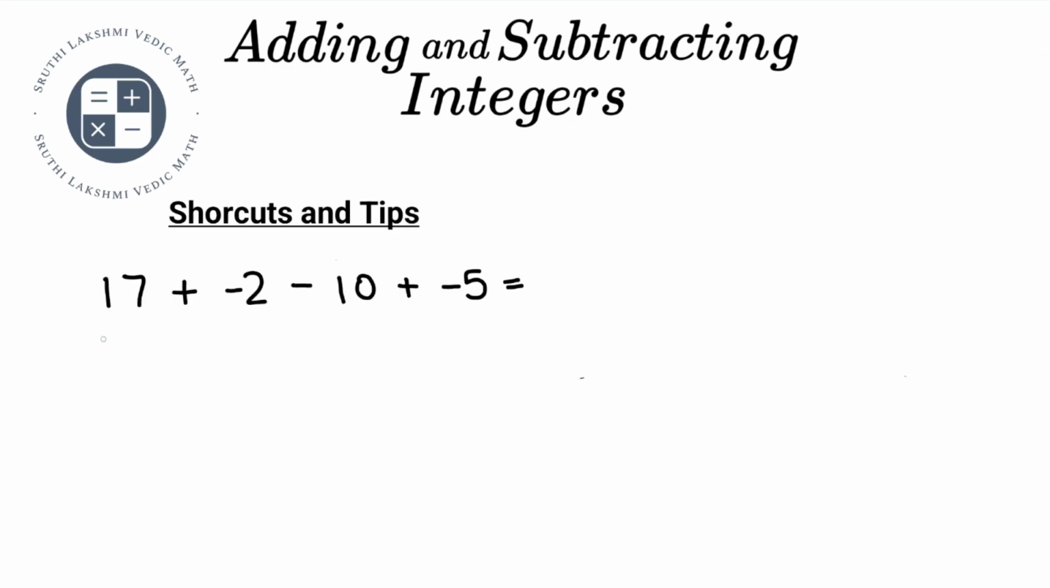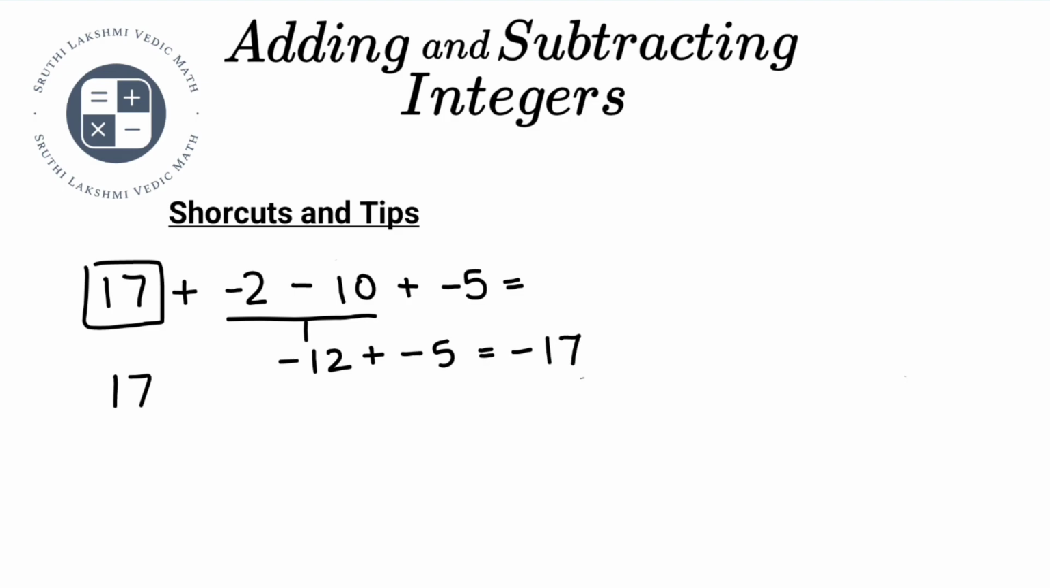Let's look at this problem. 17 plus negative 2 minus 10 plus negative 5. Let's add all the positive numbers here. So 17. Here, the only positive number is 17. So let's write that down. Now let's add negative 2 plus negative 10. This is equal to negative 12. And next, let's add this with negative 5, which is equal to negative 17. So that means 17 minus 17 is equal to 0.